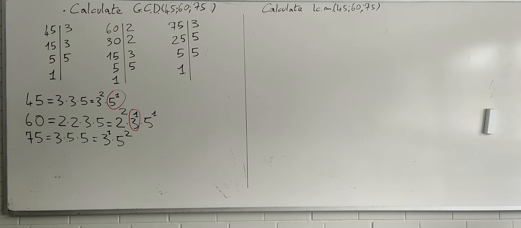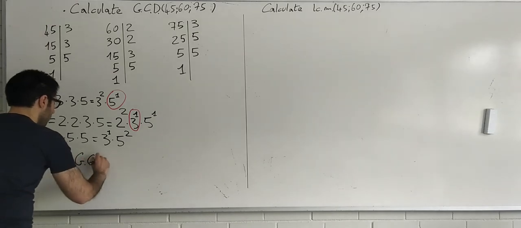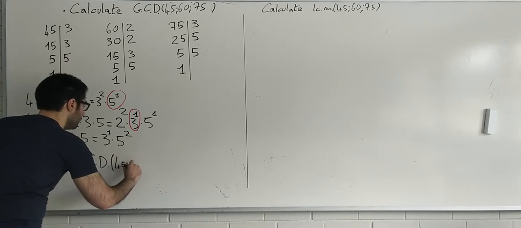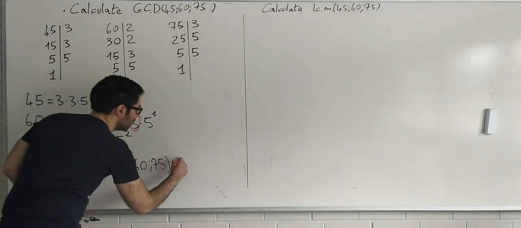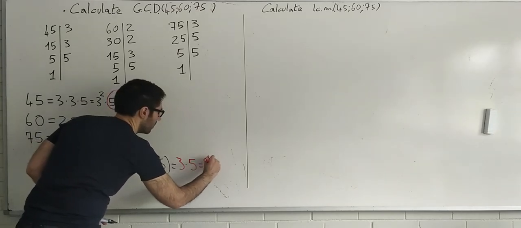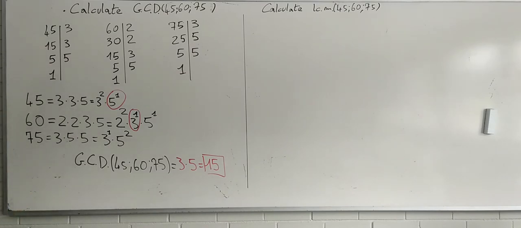Well, there's only a multiplication left to calculate the greatest common divisor. So let's do that. Greatest common divisor of these 3 numbers means 3 times 5, which is of course 15. That's our greatest common divisor. Let's see what happens with the lowest common multiple instead.